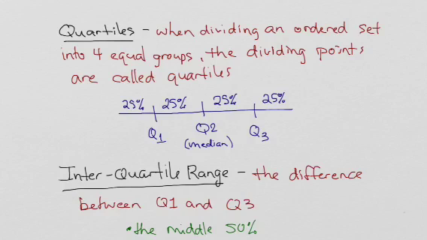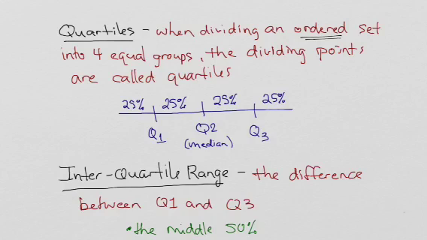Alright, so today our lesson is on quartiles. It has the root word quart, which is like a quarter. So we're splitting things up into four. So a quartile is when we're dividing an ordered set, and that word ordered is important right there. It means the numbers must be in order. We're dividing it into four equal groups. And the dividing points are what are called the quartiles.